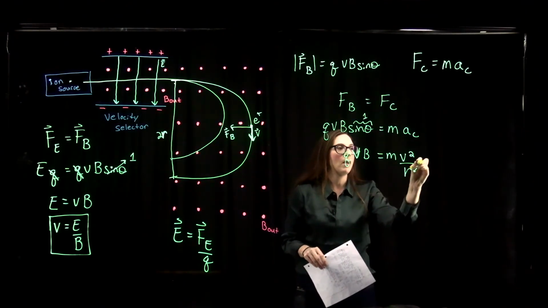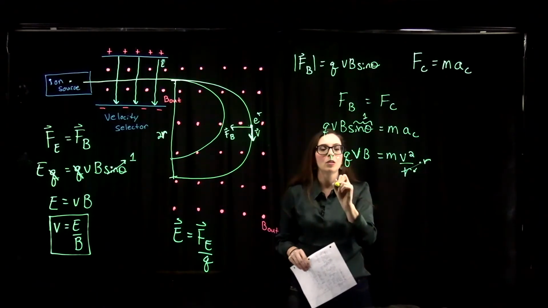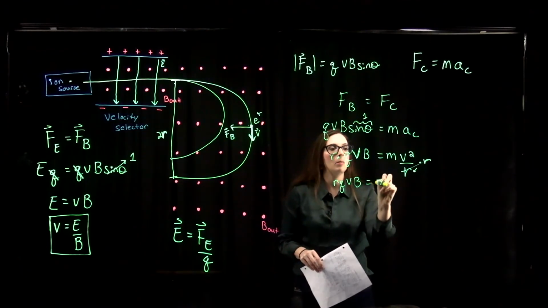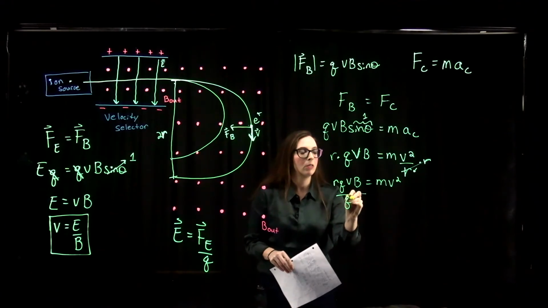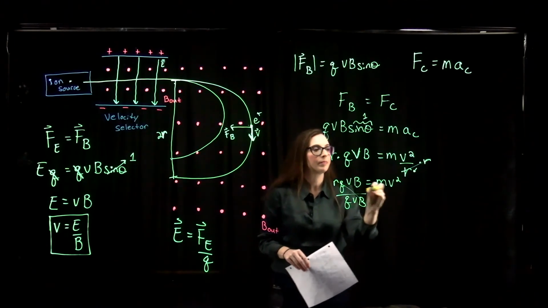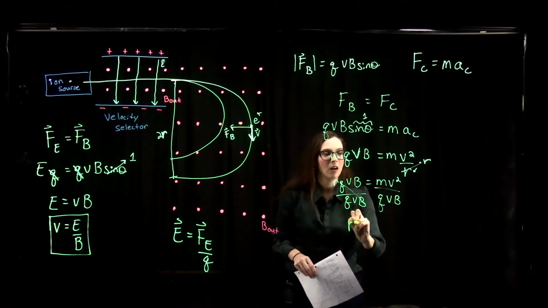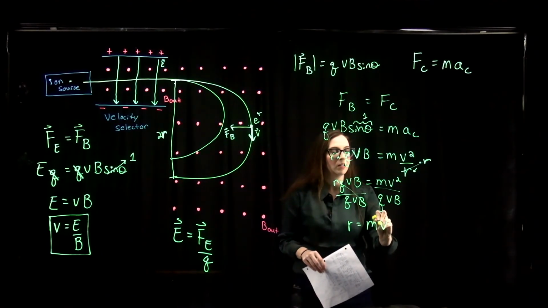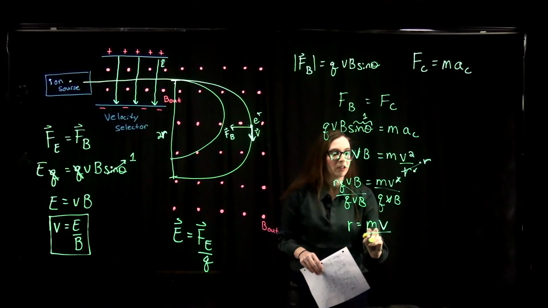Let's solve this for r, the radius of this circular path. I can multiply both sides by r, so rQVB is equal to mv squared. Then I divide both sides by QVB. R is equal to m, and I've got v squared over v, so that just becomes one v on the top. This v cancels out with one of those, over QB.